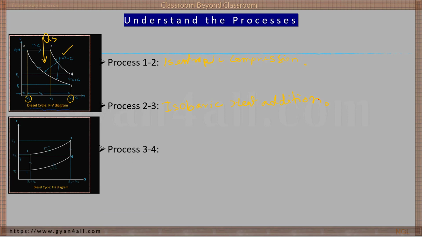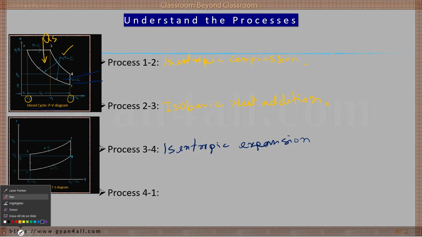Now come to process 3-4. Tell me what is process 3-4 from the PV diagram? Isentropic expansion. Good. Very good. During process 3-4 it is isentropic expansion. Now next, process 4-1. Isochoric heat rejection. Yes, heat rejection, fantastic. So this is a heat rejection process.